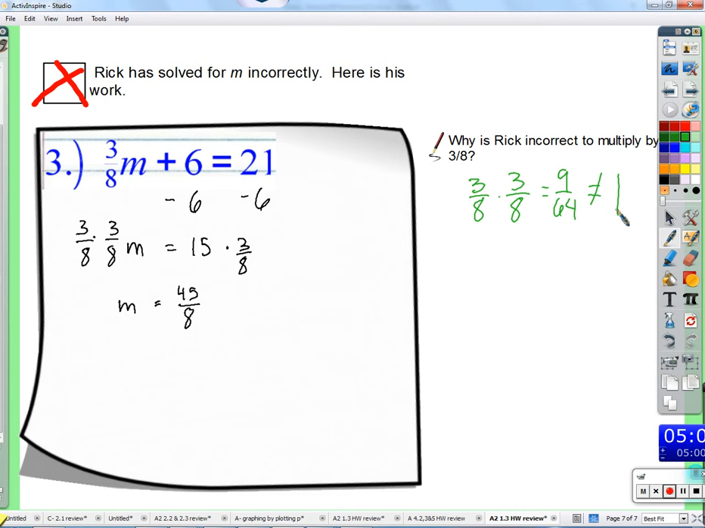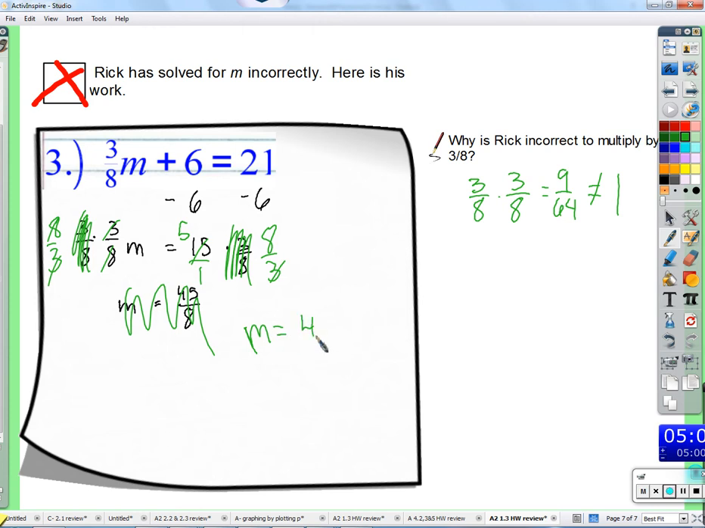So I subtract 6, but then, multiply by 3/8 correctly on this side. Instead, we'll multiply by 8/3. 8 and 8, 3 and 3. 8/3. 3 can cancel 15. 5 times h, so m equals 40.